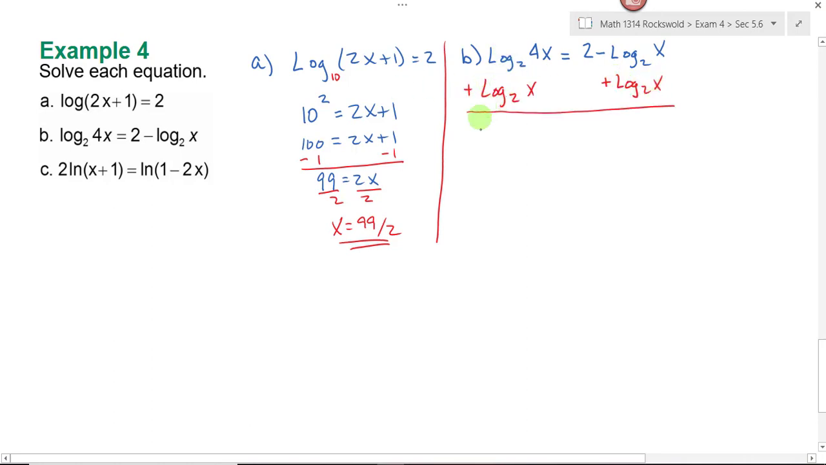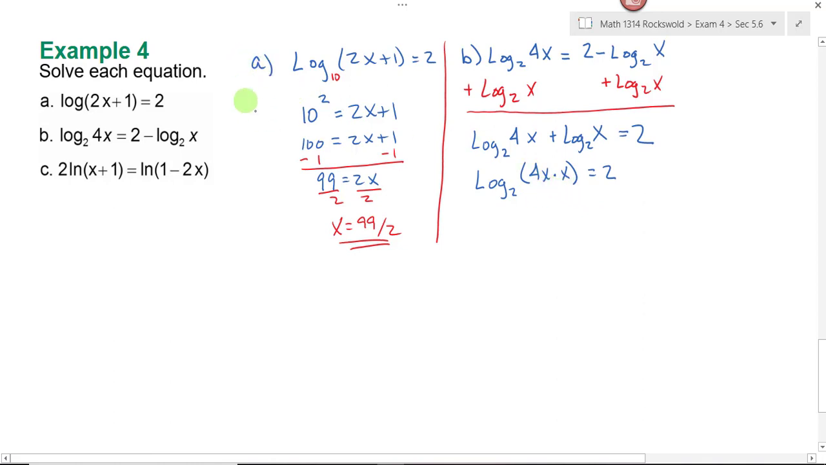So can I rewrite this as log base 2 of 5x? They have the same base, but they don't have the same argument. So you can't combine them, you just write them both down. So I have log base 2 of 4x plus log base 2 of x equals 2. Now I can rewrite this as a single log using the product rule. The product rule says that if you have a sum of two logs with the same base, you multiply the arguments together. Now there's only one log in the equation, just like what we had in part A.